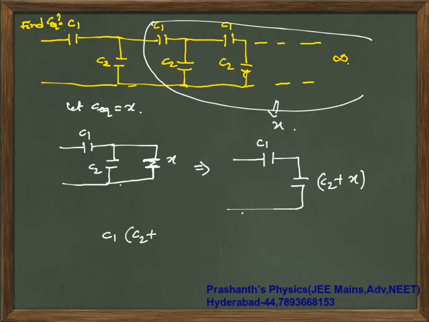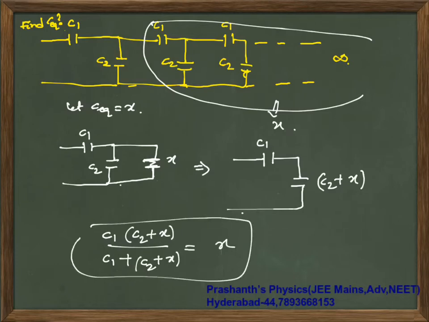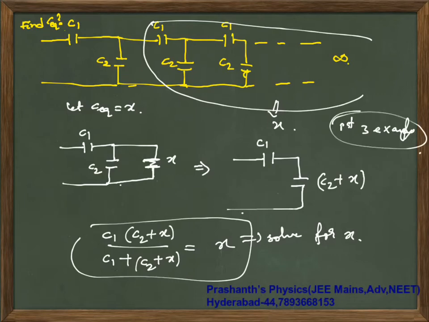So that will give you C1 C2 plus X by C1 plus C2 plus X is equal to X. So solve for X from this equation, and you will get the equivalent capacitance. Now till here, do the first three examples based on this condition.